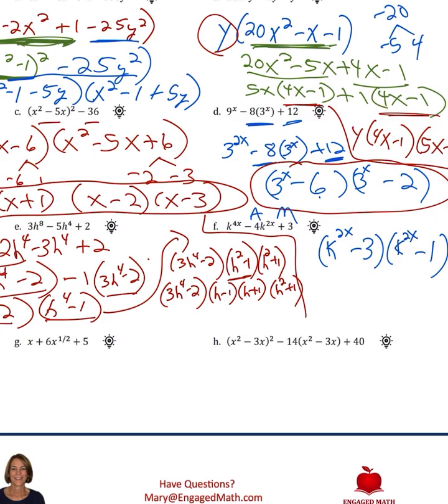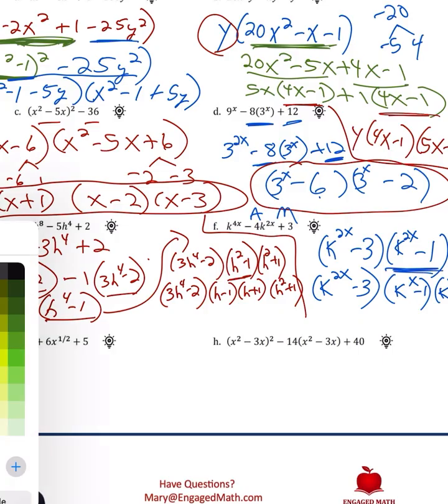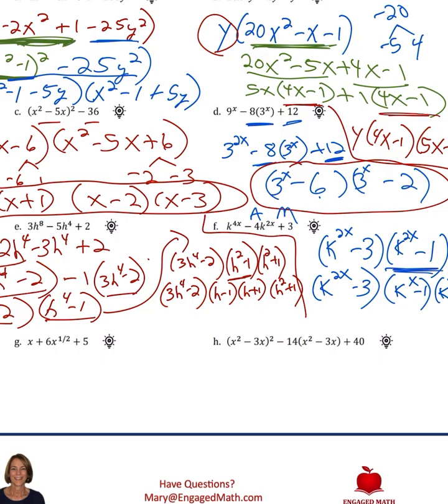But we're not done yet, because k to the 2x can factor one more time, because this is the difference of two squares. So the first parentheses, k to the 2x minus 3, stays. But this parentheses can be written as k to the x minus 1 and k to the x plus 1, because it's the difference of two squares. Now we're done. Crazy problems, I know. Okay, if you can do these, boy, you're ready for some more advanced math.